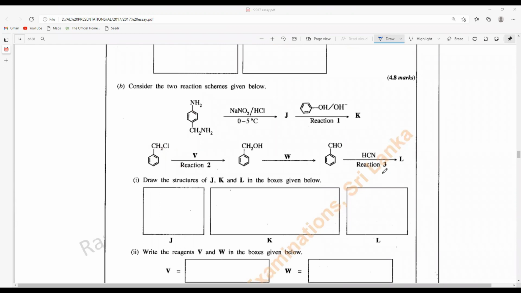Right, so we are moving to part B of this particular question. So consider the two reaction schemes given below. So NH2, CH2, NH2. When you add NaNO2, HCl at 0 to 5 degrees Celsius, this part is going to form the typical compound, which is normally N2Cl. That's the main part that you necessarily need to mention.